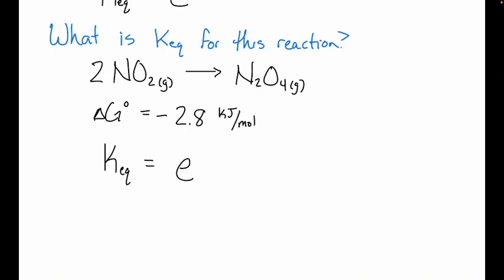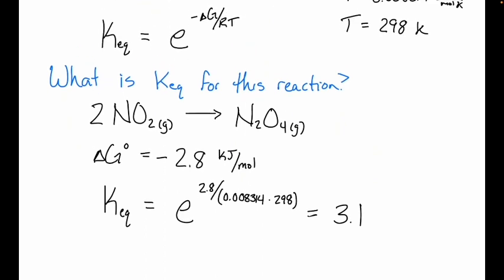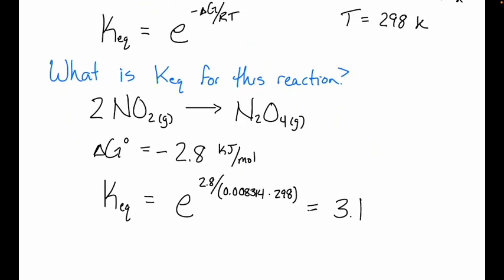So KEQ equals e to the now positive 2.8 divided by, and I'm going to put it in parentheses so I don't mess up my order of operations, that R value times my temperature of 298, and I get an equilibrium constant of 3.1. Based on this equilibrium constant, does this reaction favor the products or the reactants? Products, it's greater than 1. So just by looking at this value, this favors the products.